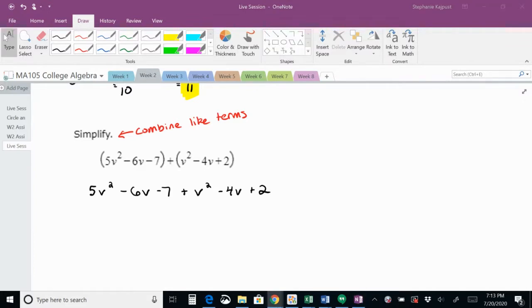So we're going to combine like terms, and if it helps, anywhere that you see a variable without a number in front, you can add a 1 so that you can see that those combine together. So we have a 5v squared and a 1v squared. Those are like terms because they both have v, and they both have the same exponent, exponent 2 on the v, so we can add those together. 5 plus 1 gives you 6v squared.